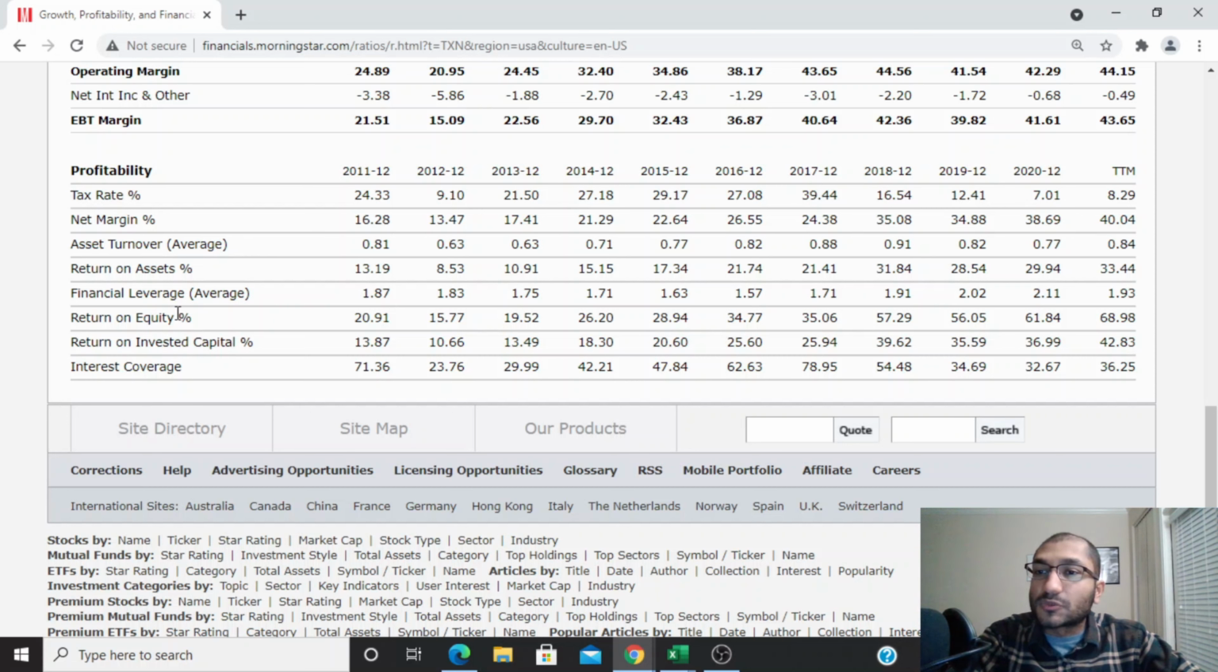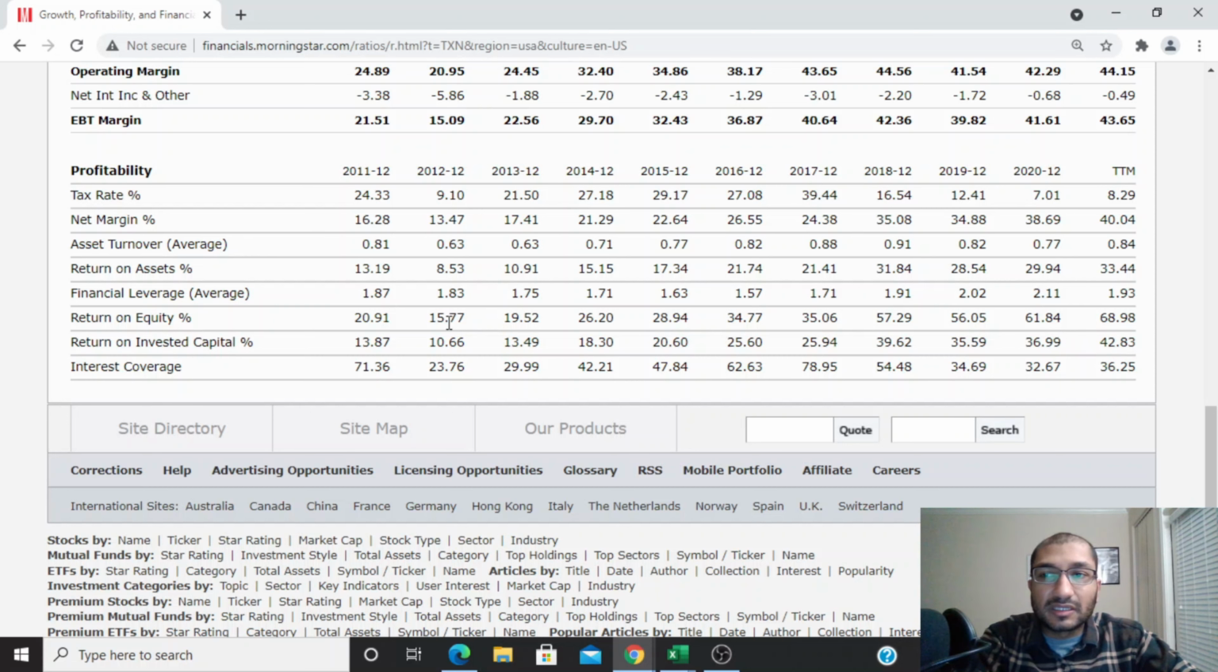After that, looking at the company's return on equity. The return on equity is the ratio of the company's net income to its shareholders' equity. Warren Buffett prefers to only invest in securities that have a return on equity of 8% or greater every year for the past 10 years. Back in 2011, the company's return on equity was about 20.91%, and for the year 2020, it was about 61.84%.